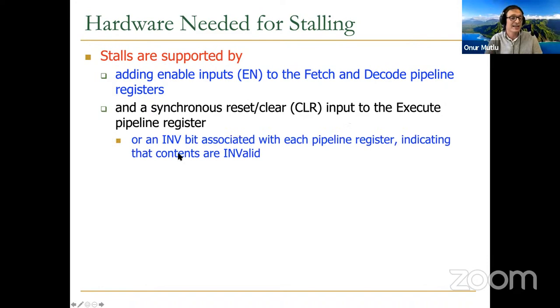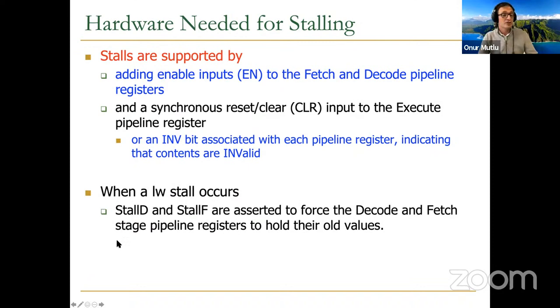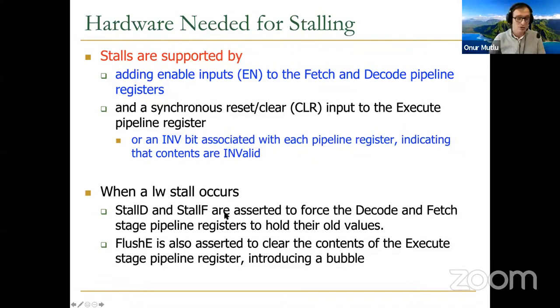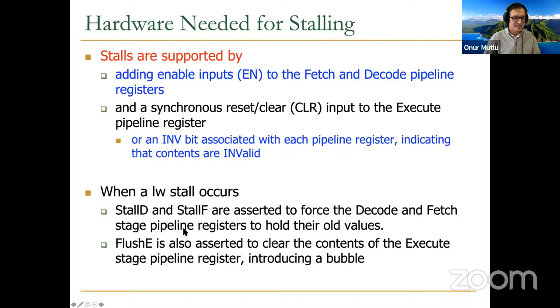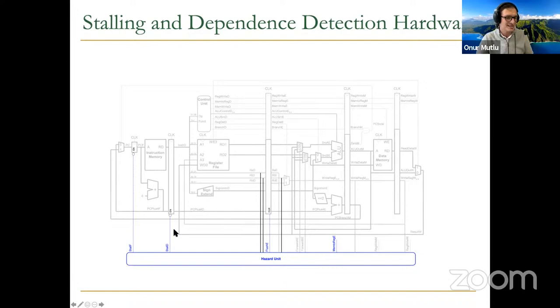When a load word stall occurs, you need to stall the decode and fetch stages so that they hold their values. And you need to flush the execute stage such that you clear the contents of the execute pipeline register. That way you introduce a bubble, or you make it invalid, as we discussed earlier. And that's what your book does. Your book doesn't have invalid bits. It basically clears the registers. As you can see, it has enable inputs over here, as we discussed. And it also has clearing inputs over here.